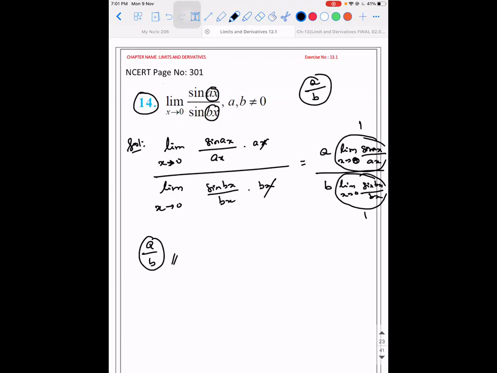Is it necessary in each step to write limit x tends to 0? Till you substitute, you have to write. Okay, sir. Till you substitute, you have to write.